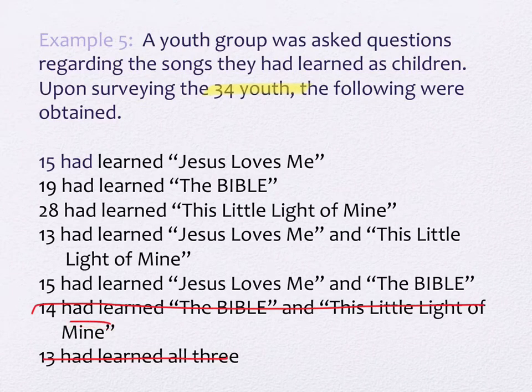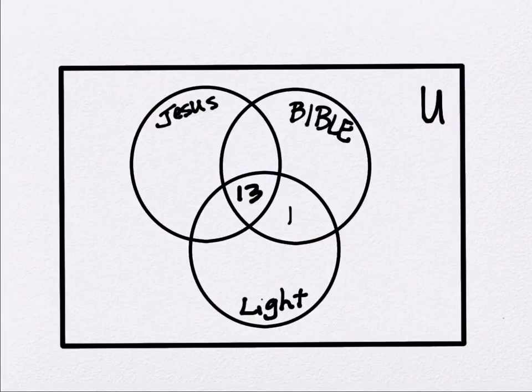I think we can move up one more time. It says 15 had learned Jesus loves me and the BIBLE. So Jesus loves me and the BIBLE would be this one. And what was that number? 2 that's missing, right? Because they have to add to 15.